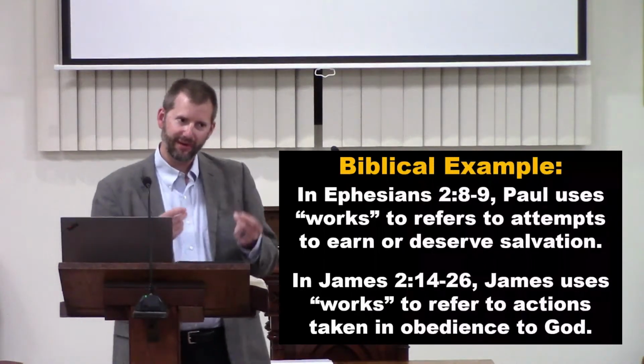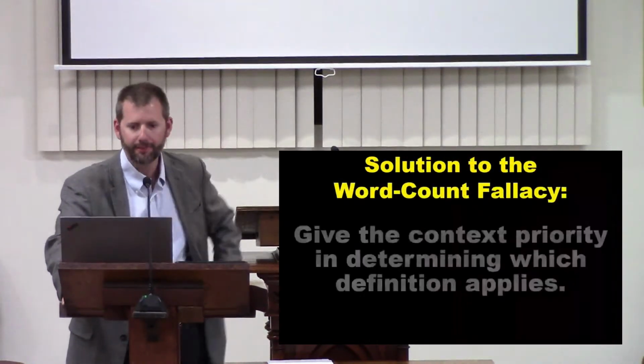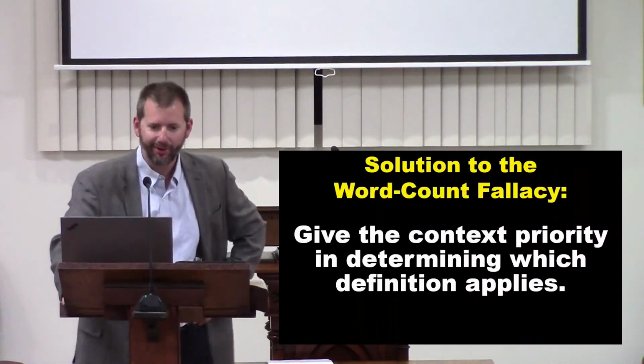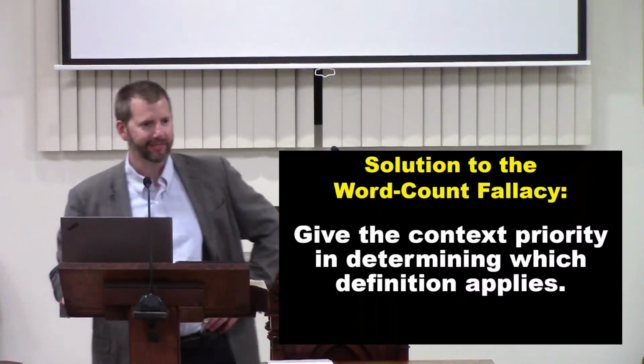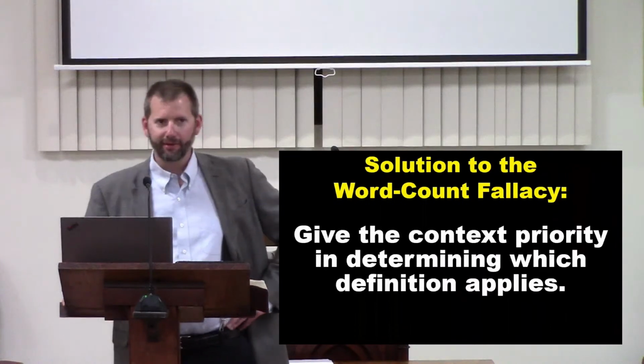They're defining that word differently. So the solution to the word count fallacy is to give the context priority in determining which definition applies. Hey, you probably could have told me that already, couldn't you? All right, we have one more fallacy to get through before our time is up. So, any questions before I go to the final one?